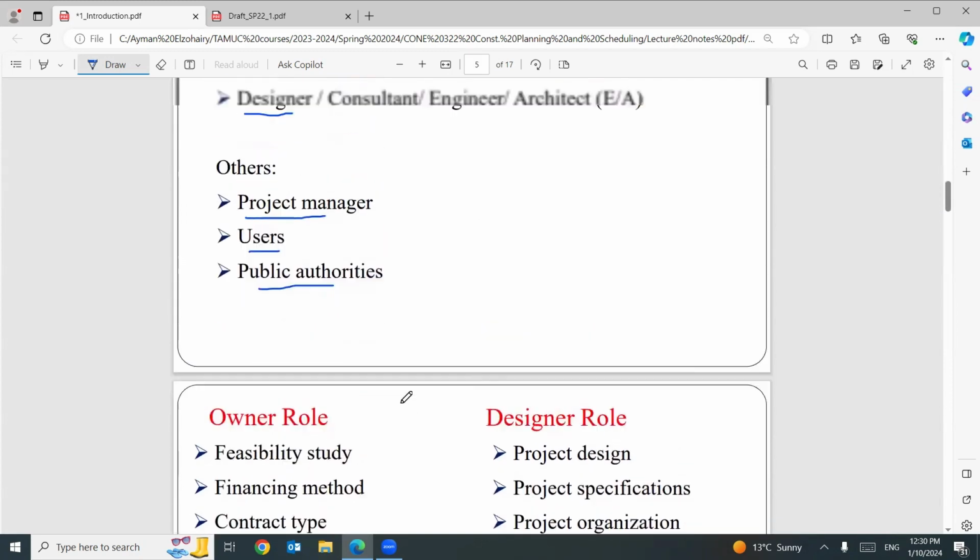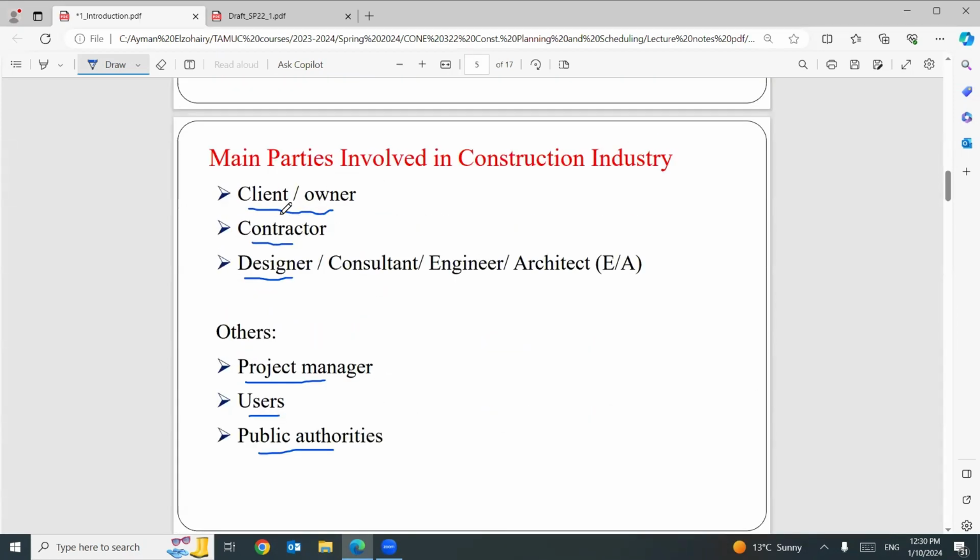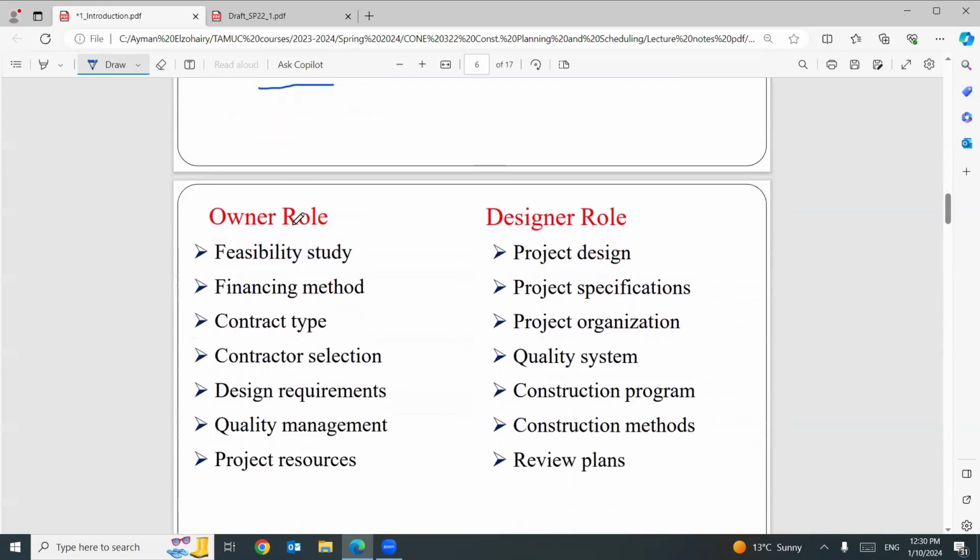Keep in your mind, each party has his or her own role. For example, the owner of the project will finance the project. He will select the type of contract. He will select the contractor. He will specify the design requirements. He will specify the quality management, project resources, all of these.